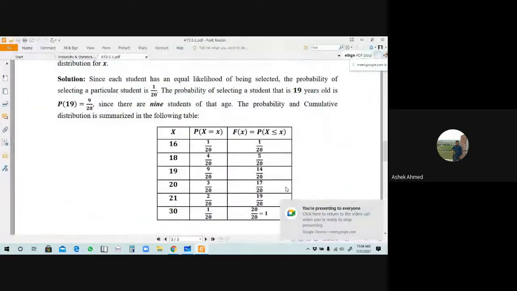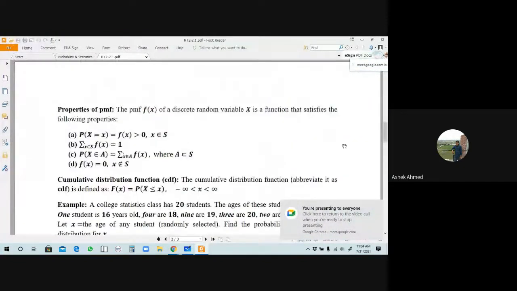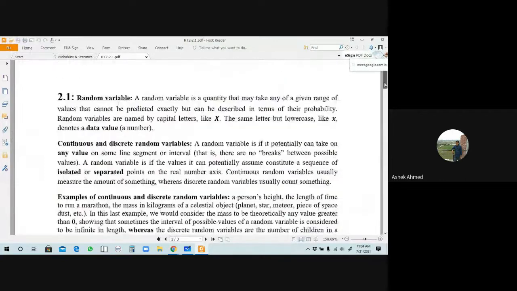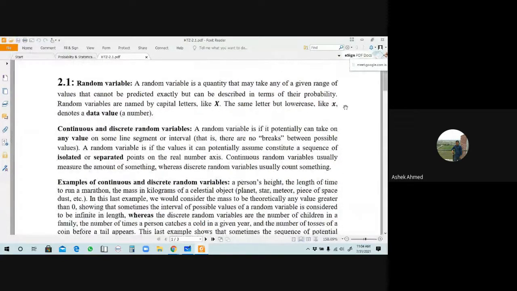First of all, tell me what do you mean by random experiment? Can you remember? Whose outcome cannot be predicted. Sir, the outcome we cannot understand beforehand. Okay. So we will discuss about random variable.